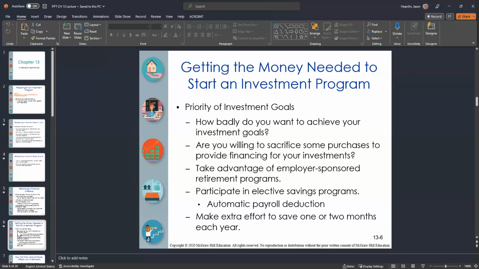Participate in elective savings programs, automatic payroll deduction. Some people don't have the discipline to put the money aside themselves. But if you go ahead and fill out the form with your HR, your payroll, they can automatically deduct it and deposit it straight there. And even though it's still the same effect, it feels easier to do that way. Think of it as a subscription. In the finance world, we like to say, pay yourself first. Instead of paying Netflix and the credit cards and all that, which you do no problem with automatic payments all the time, you should give yourself an automatic payment. You're paying yourself as well. Make extra effort to save 1 or 2 months each year.